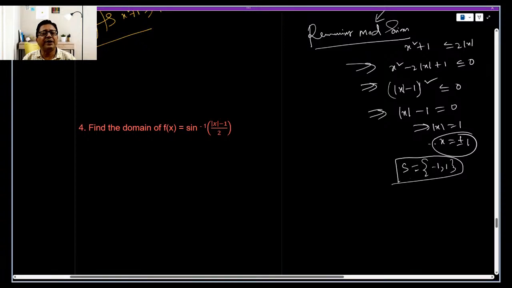So how to do it here? Have you started? Yes, sir. Again the same manner, just get it. Very fast, waiting for you. So many sums to do. This is a problem solving session mainly. This is a skill based class, I mean skill development class. Sin inverse of mod x minus 1 by 2.